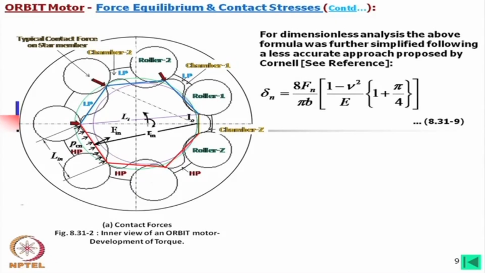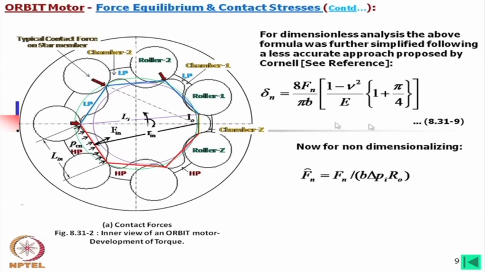Now, for the dimensionless analysis, this formula is further simplified, which is developed by Cornell, and this can be written in this form. So, I have given this article as a reference. One can read how this was derived. Once we reach here, then we can non-dimensionalize.